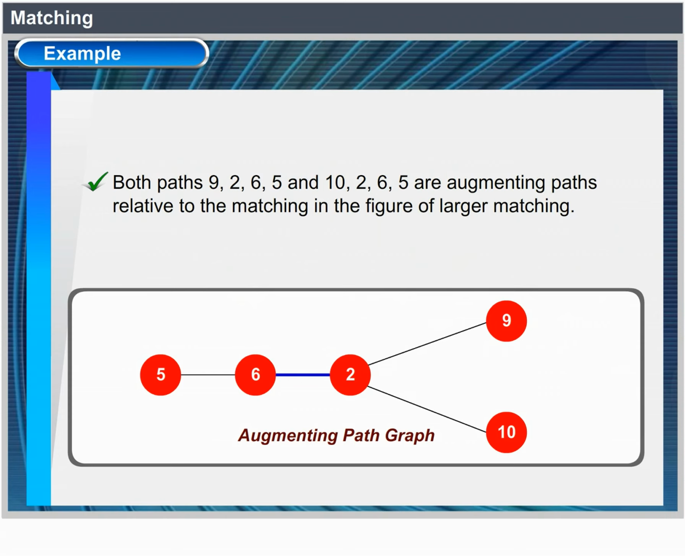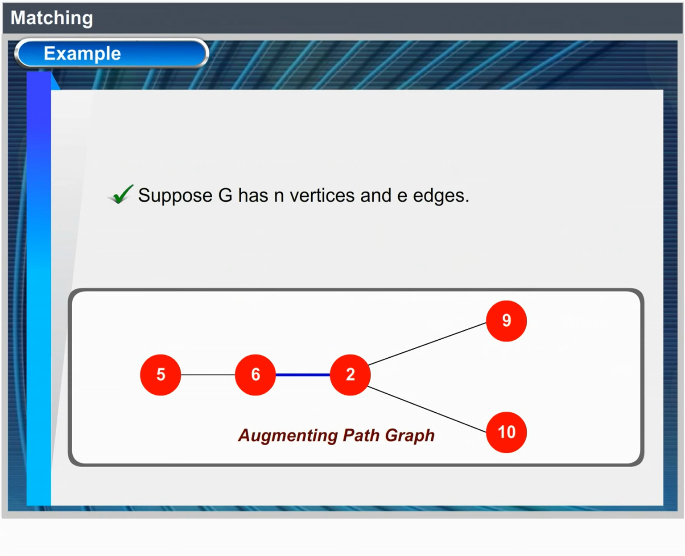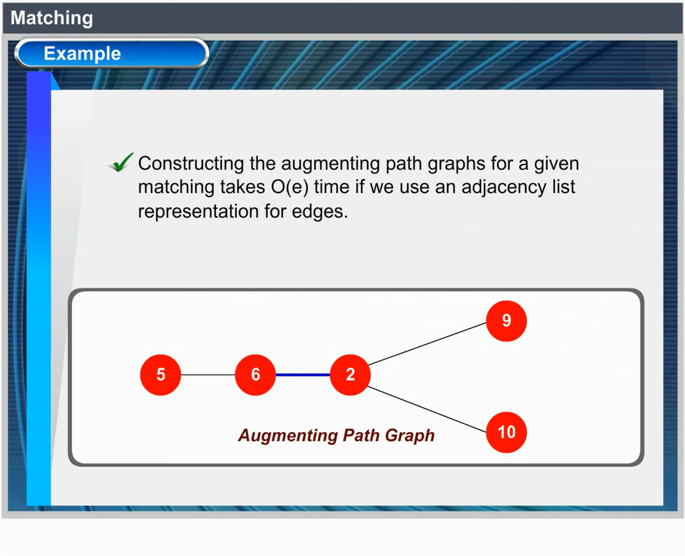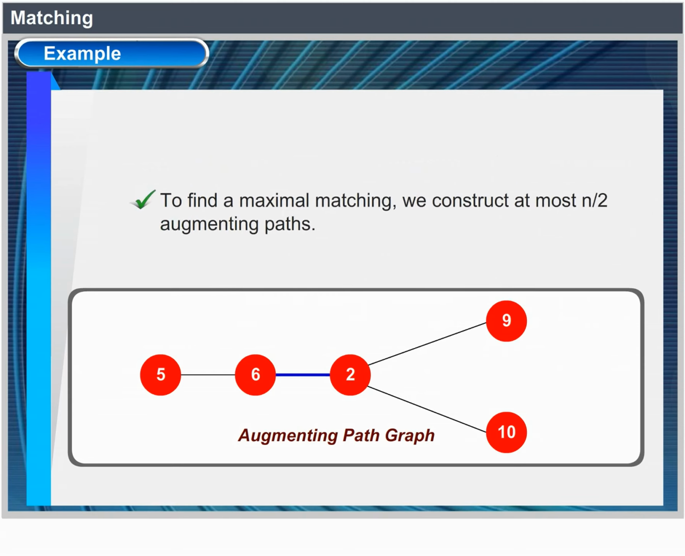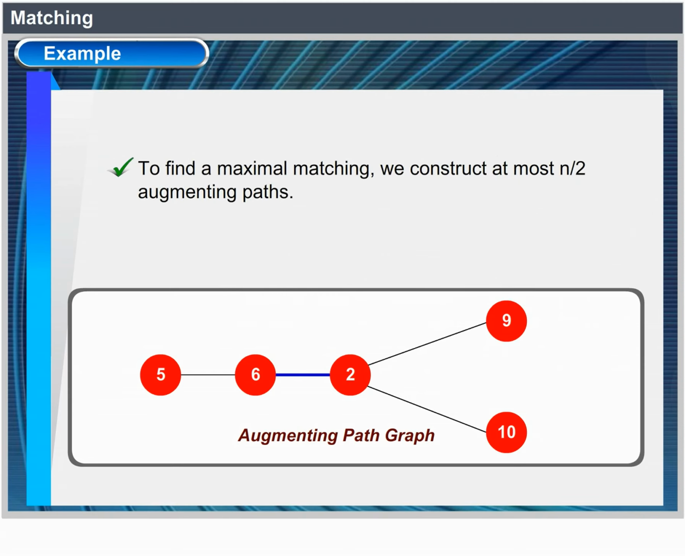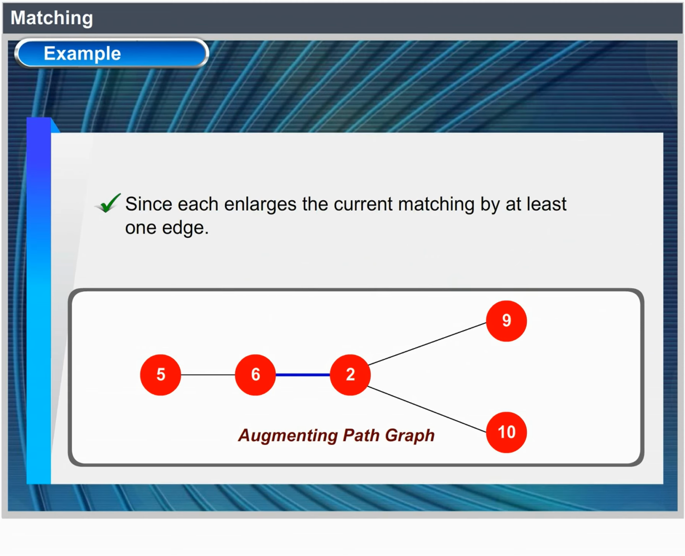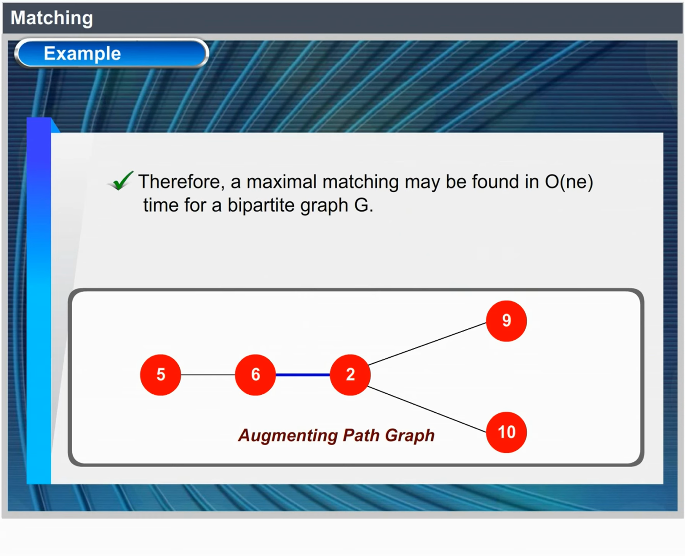Suppose G has n vertices and e edges. Constructing the augmenting path graphs for a given matching takes O(e) time if we use an adjacency list representation for edges. Thus, to find each new augmenting path takes O(e) time. To find a maximal matching, we construct at most n/2 augmenting paths. Since each enlarges the current matching by at least one edge, a maximal matching may be found in O(n e) time for a bipartite graph G.